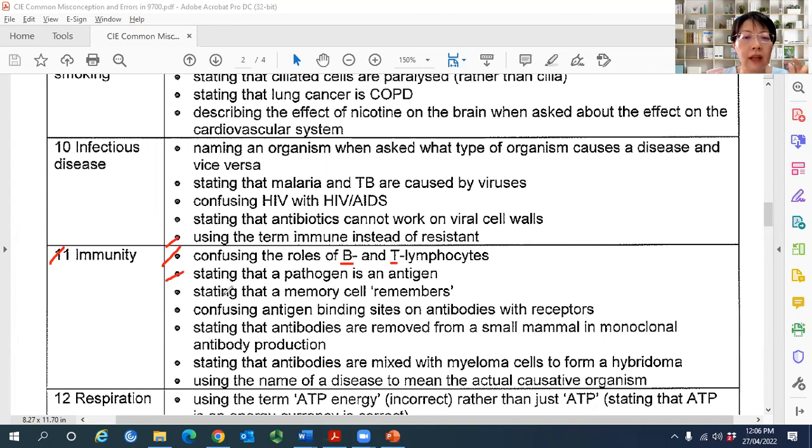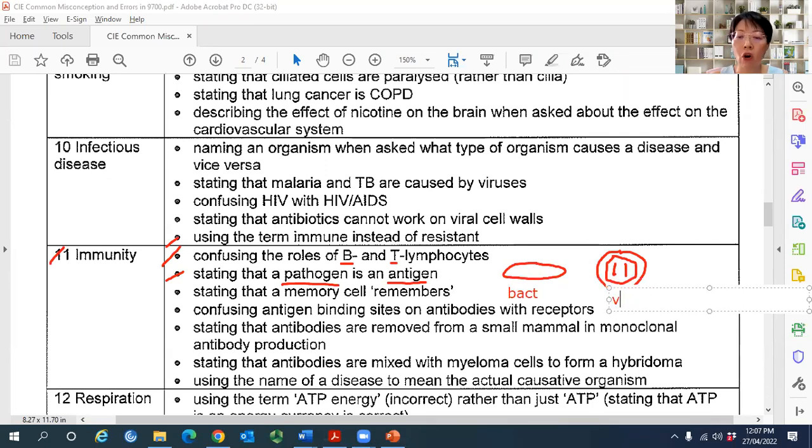Stating that a pathogen is an antigen. No, pathogen is not antigen. For example, this is a bacterium. This is the virus. I draw this HIV virus, because the virus got a membrane, and then got the protein coat, and then you got the DNA inside here. So this is the pathogen. This bacteria, like Mycobacterium tuberculosis, is a pathogen. This virus HIV is a pathogen.